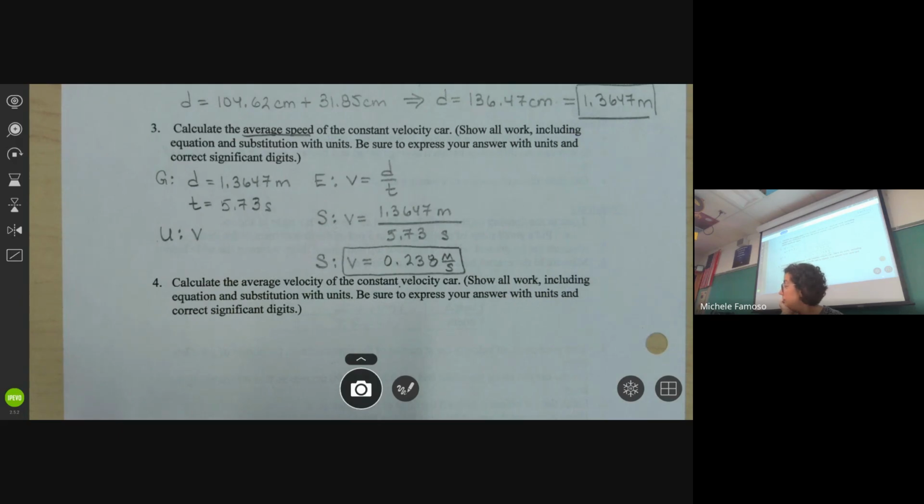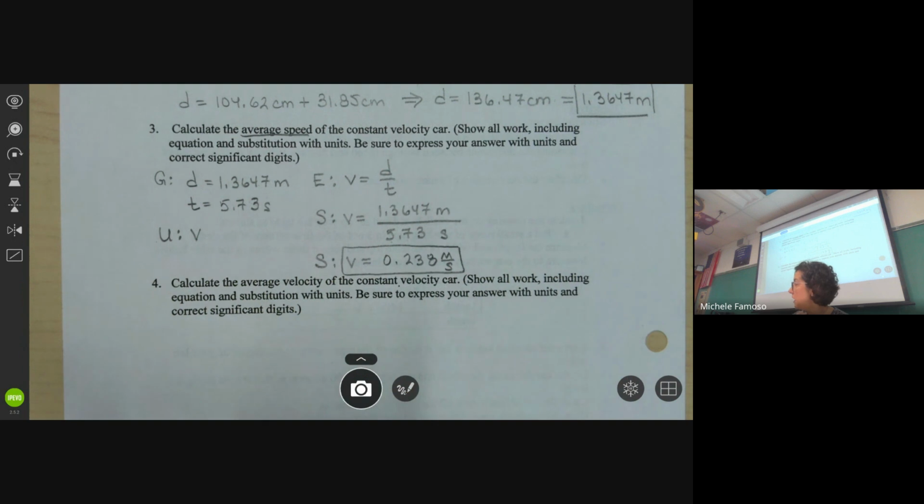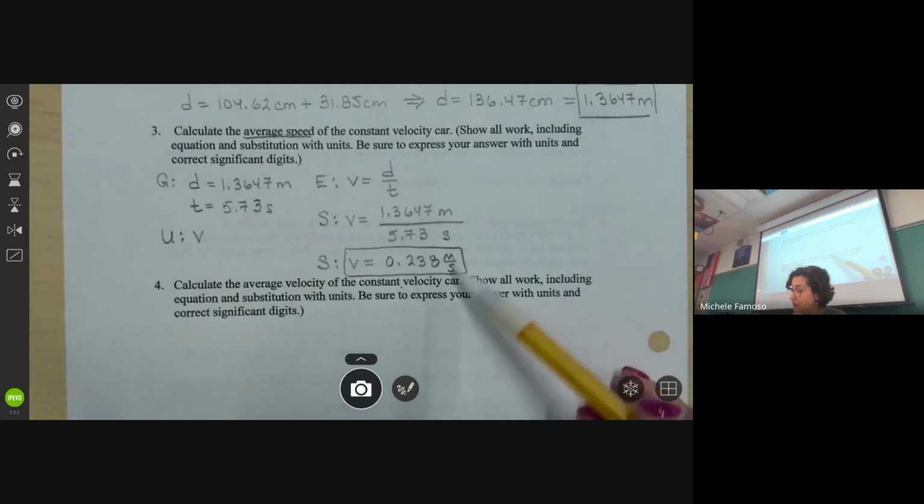Correct. Mine has 3. 5.73 with the Pacific rule would have 1, 2, 3 sig figs in that order. If yours is different, like if you got an average time of 10.26, that's 4 significant figures, you would have to round to 4.